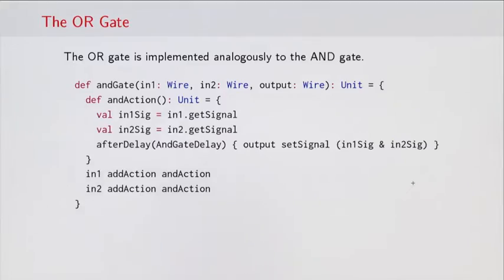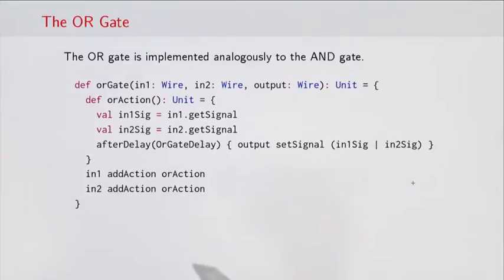As to the OR gate, that's implemented quite analogously to the AND gate. So here you still see the AND gate. To go to the OR gate, we simply change the action in OR action from the logical conjunction to the logical disjunction, the OR of the two input signals, and otherwise everything is exactly as in the AND gate.